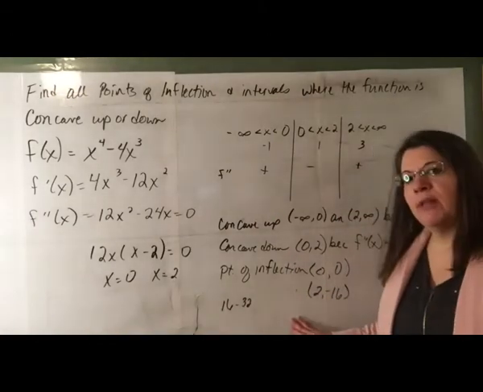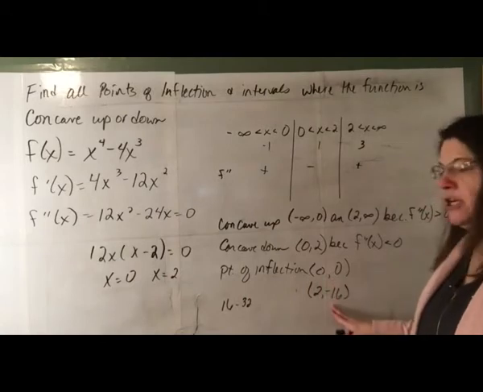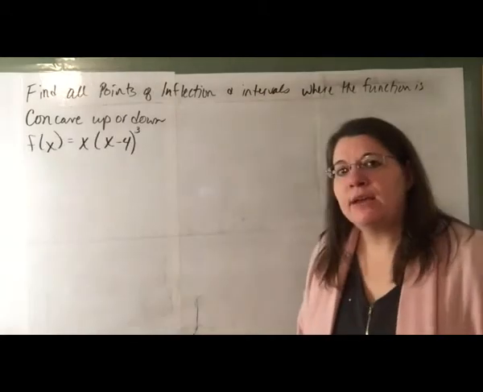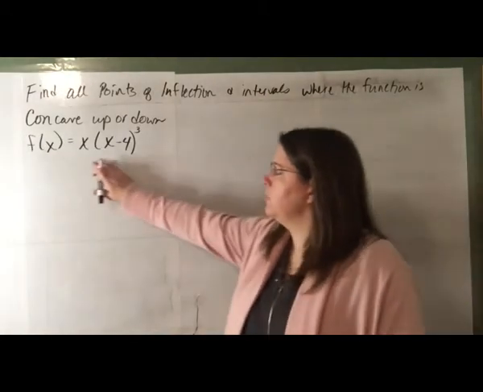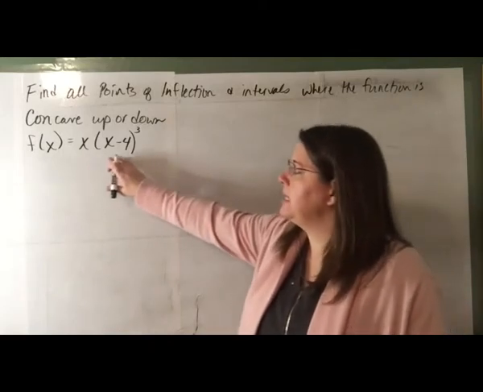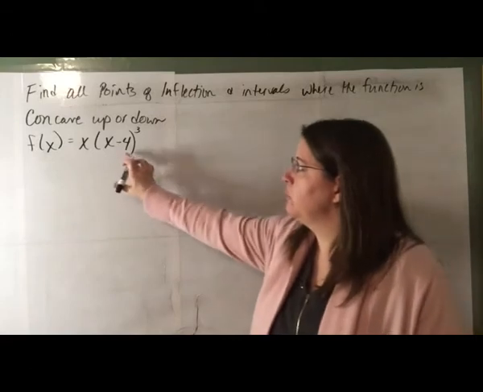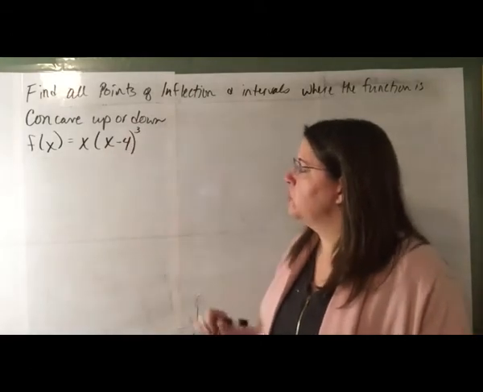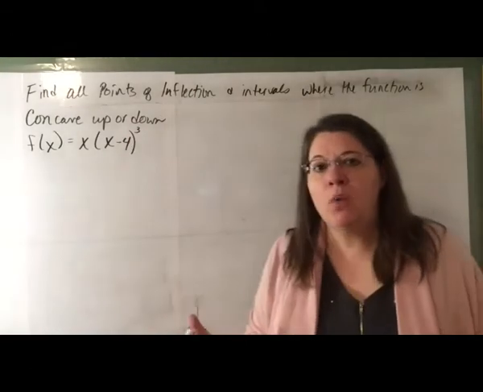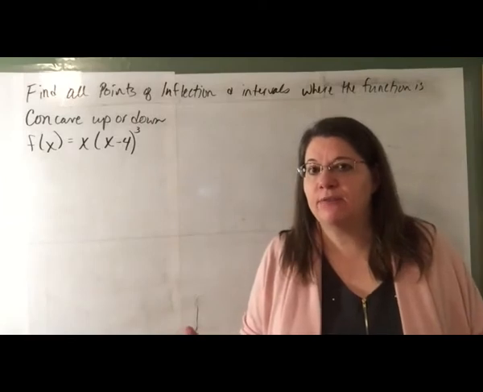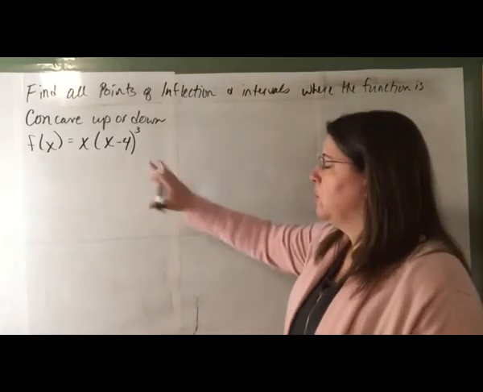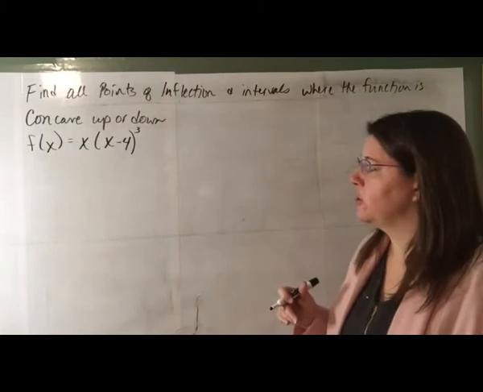So our points of inflection here are (0, 0) and (2, -16). For the next example, the derivative is a little bit more complicated. We're going to use the product rule with the chain rule within that product rule. So they're not always going to be real easy to find the second derivative. I started with an easier example. We're going to move into one that's a little bit more difficult now.